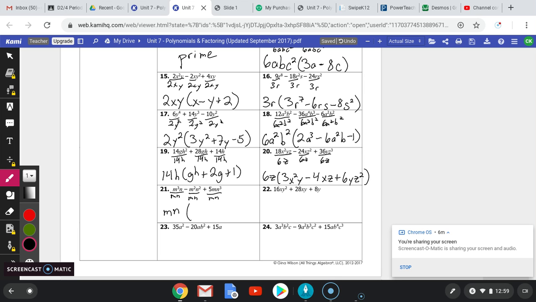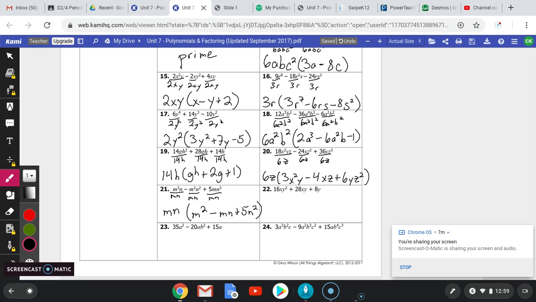What's left over? Well, m cubed divided by m is m squared, and then the n's cancel. M squared n squared divided by mn is just mn. And plus 5, the m's cancel, and n cubed divided by n is n squared.